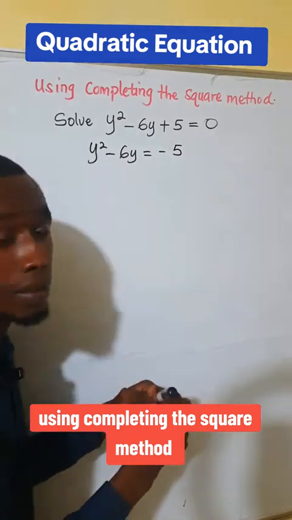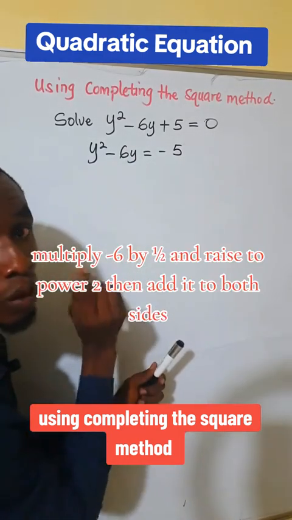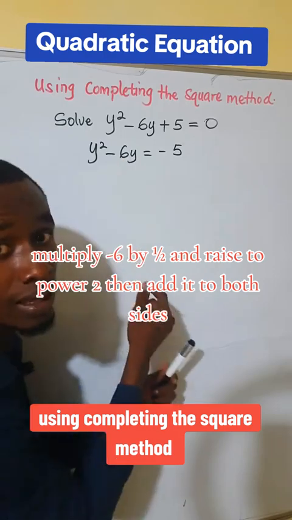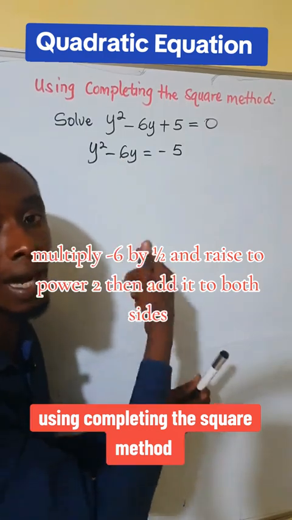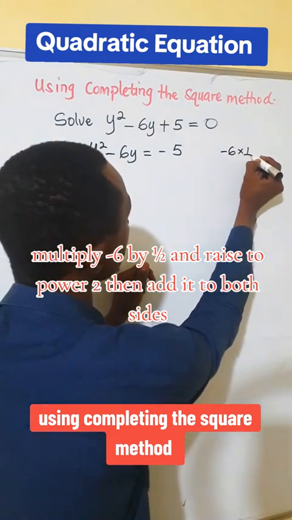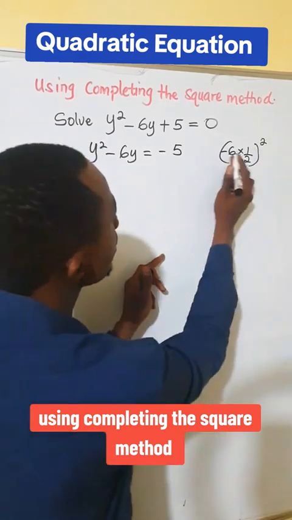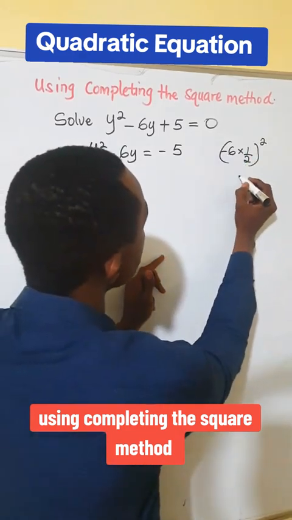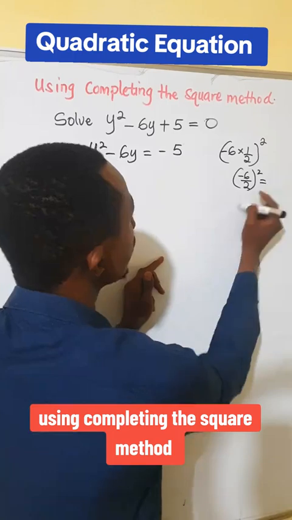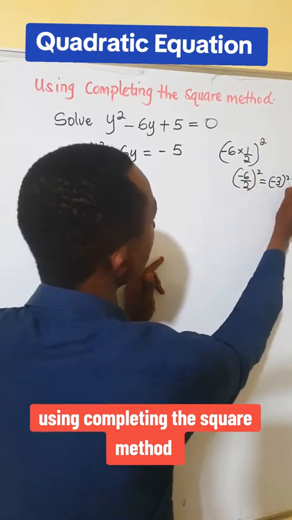Now our next step is for us to consider the middle term. The coefficient of the middle term is minus 6. So we are going to take this minus 6 and multiply it by half, that is, minus 6 times half, and raise it to the power of 2. So minus 6 times half is going to give us minus 6 divided by 2, all raised to the power of 2. So minus 6 divided by 2 is going to be minus 3 squared.